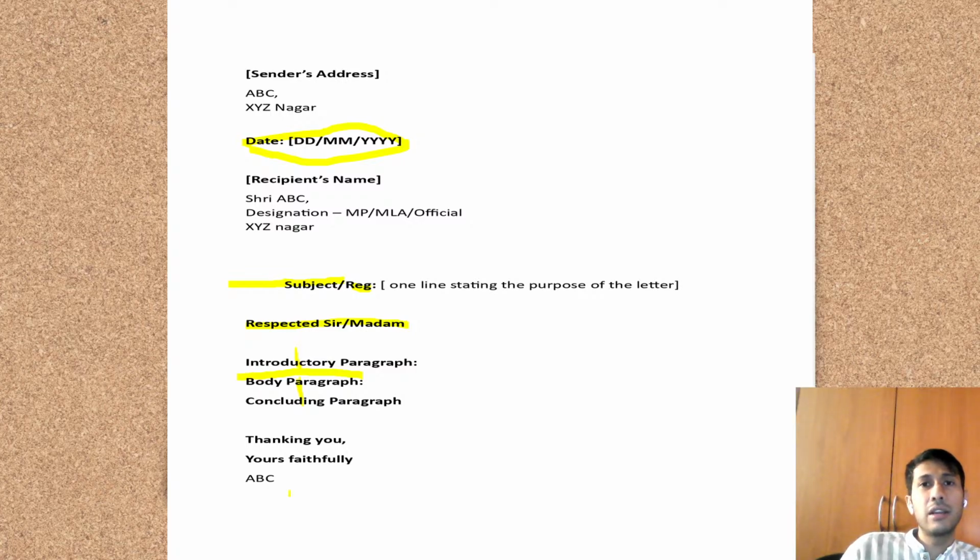In our locality, the only facility available is of cricket, but I humbly request you to sanction funds and start a multi-sports facility covering the aforementioned sports with state-of-the-art infrastructure and good coaches. This is the body paragraph.